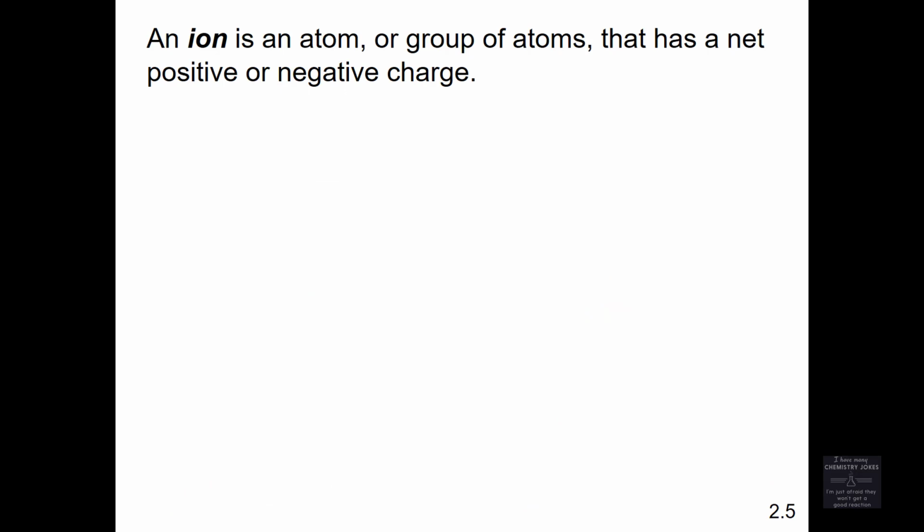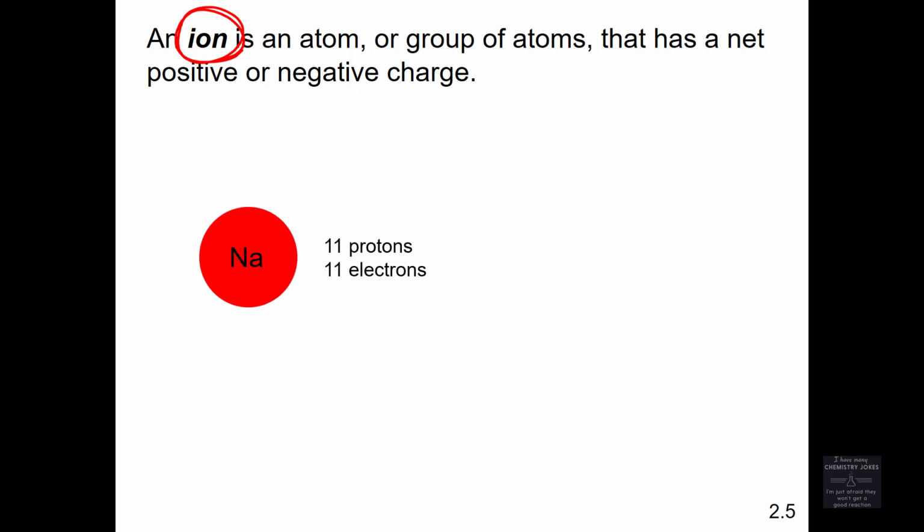Okay, so I said a neutral atom has the same number of protons and electrons. That's because those have opposite charges. Those must cancel out to equal 0. If you do not have the same number of protons and electrons, you are going to be an ion. An ion is an atom that has a positive or a negative charge, aka unequal protons and electrons.